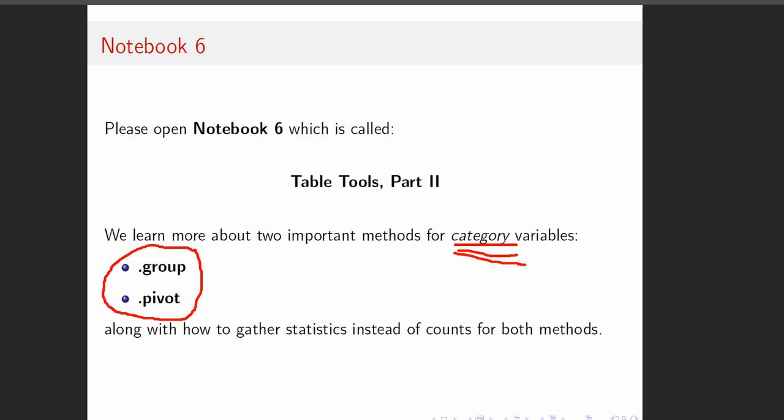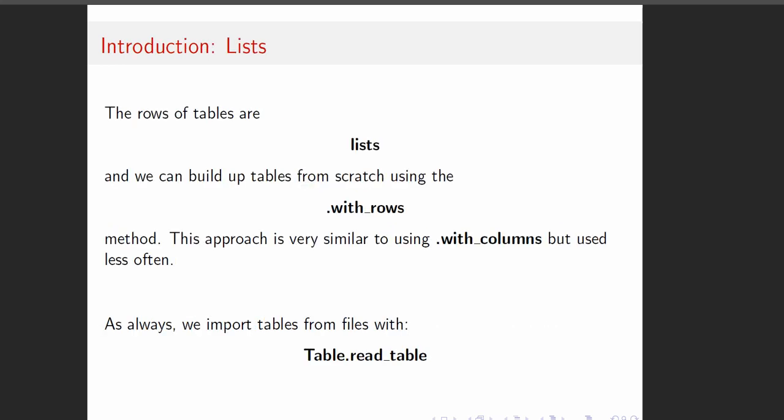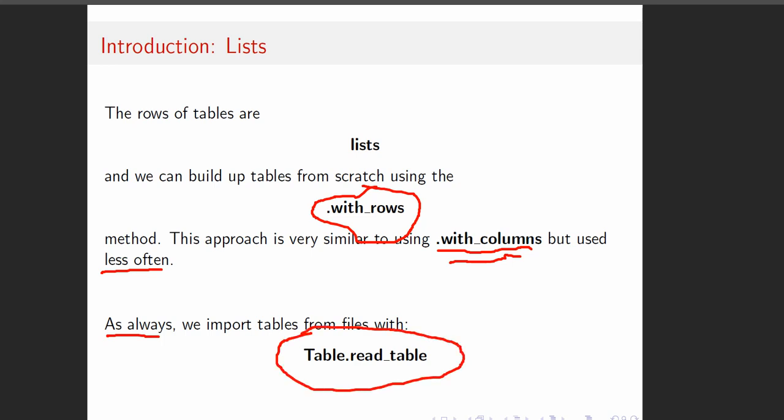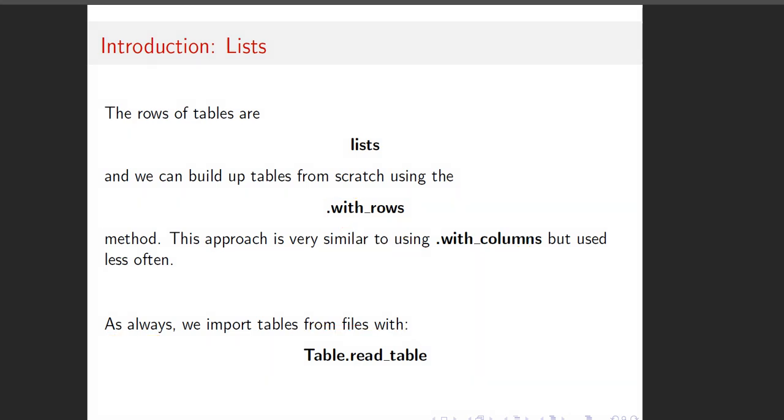So pause the video if you need to, but get Notebook 6 open from the course calendar, and I'll be right back. Now, the notebook starts off talking about lists, and we are shown how to build up a table from scratch using dot with rows, which is real similar to what we've already seen before on dot with columns. I will say that it's used a lot less often. And most often, almost always, when we import tables from files, we're going to use table.read table. Of all of these, this is by far the most important and one you should learn how to use properly, and I'll point that out as we go through the video.